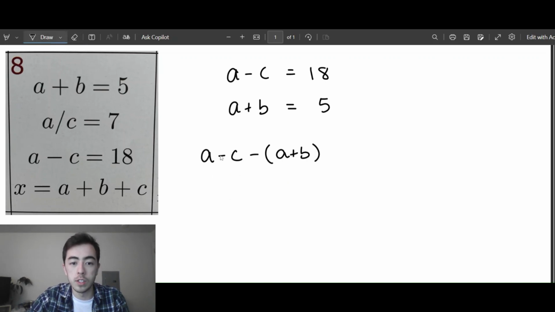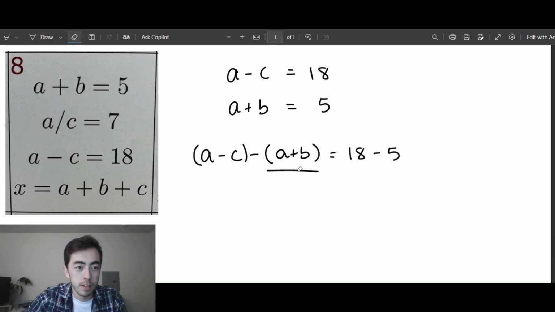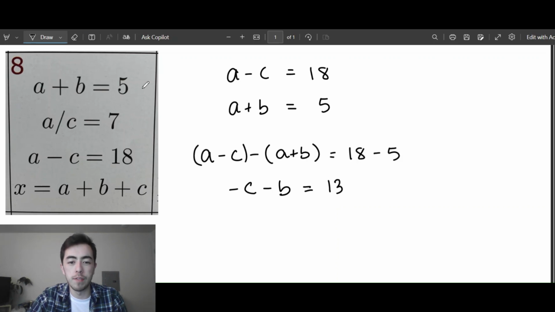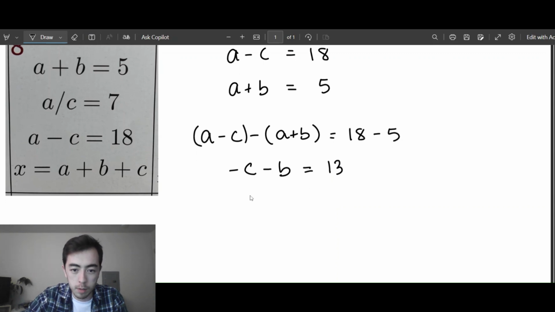A minus C is just the same thing as the number 18, according to that first equation. And then A plus B is the same thing as just the number 5. So I can replace this part with an 18 and this part with a 5. And ultimately, by eliminating this A, so A minus A gives me nothing, I do get negative C minus B equals 13. Which I think I would prefer if I negated both sides, and I'm going to swap around my variables. I know that I could get B plus C equals negative 13 out of this.